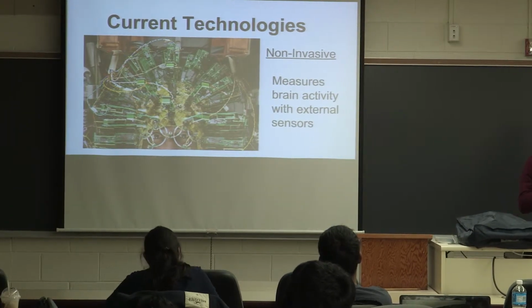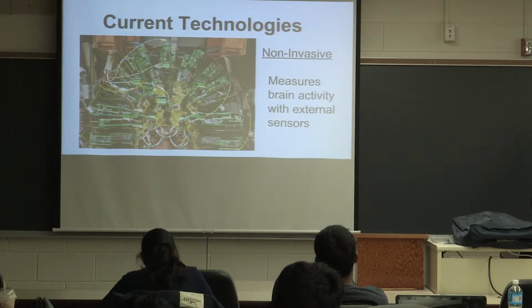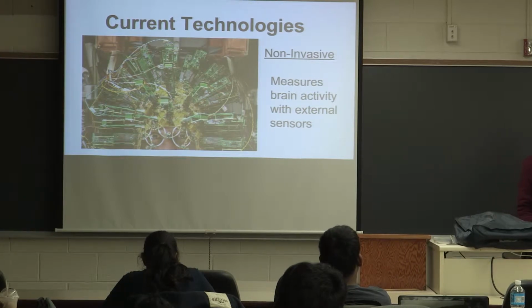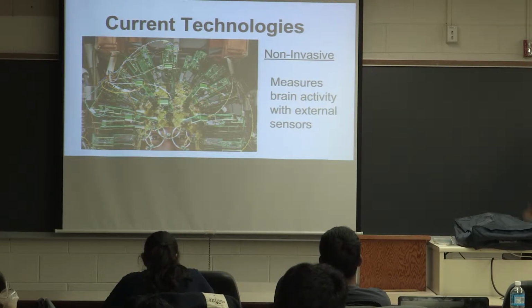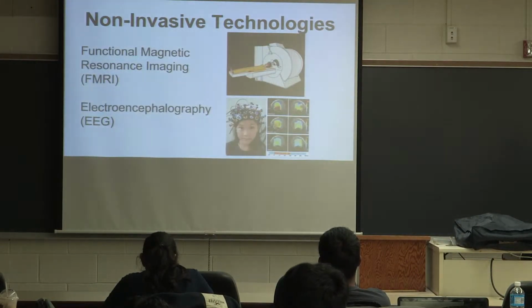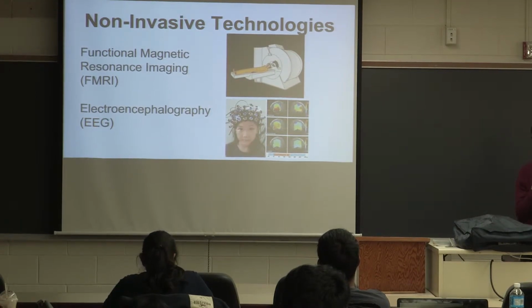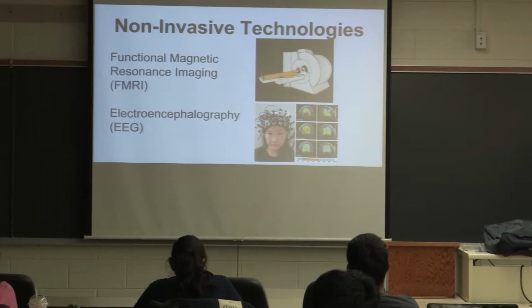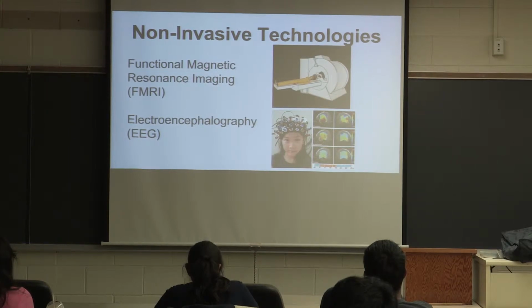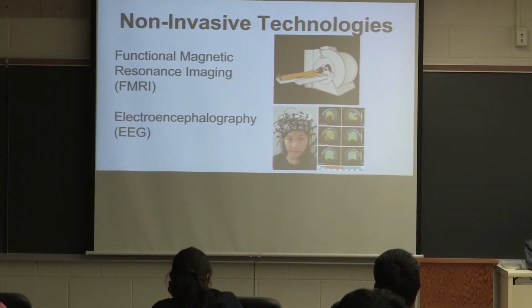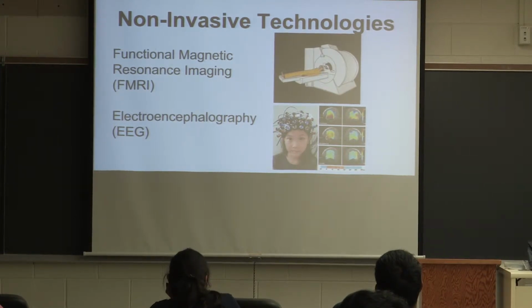So we'll concentrate on the non-invasive, which typically measures brain activity with external sensors. You can see in that picture there are several electronics and stuff like that on the scalp of that particular person. So basically, we'll just talk about two widely used non-invasive current technologies: the functional magnetic resonance imaging, the fMRI, and the EEG, the electroencephalography.